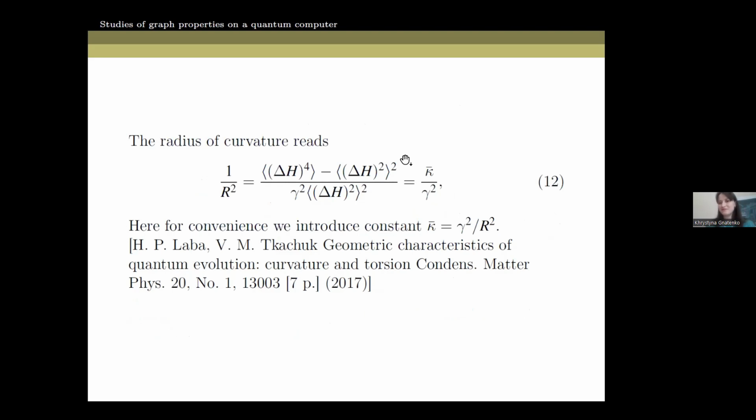Also, if we know the geodesic, we can introduce the radius of curvature. And it's very interesting that the radius is related with these mean values. Also, the details you can find in this paper.